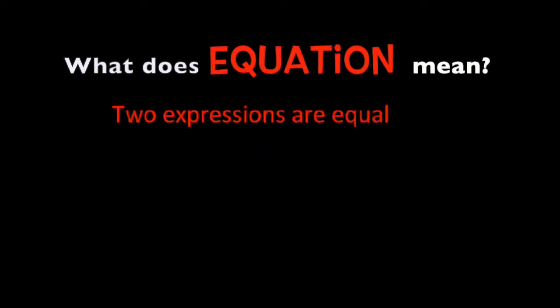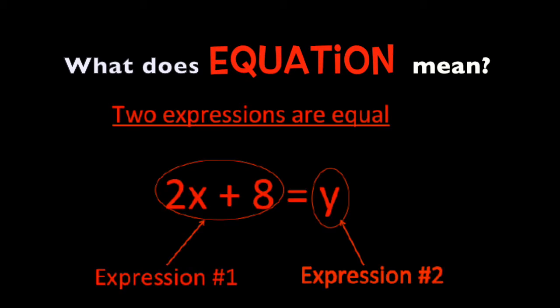Alright, and what does equation mean? Two expressions that are equal. So here we have expression 1, 2x plus 8, and we have expression 2 as y. It's whenever they are equal. So when x equals 1, y has to equal 10. When x equals 3, let's say 3 times 2 is 6, 6 plus 8 is 14, y has to equal 14. They have to be equal.